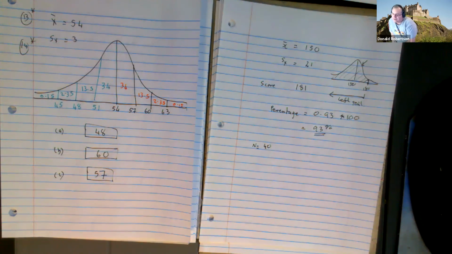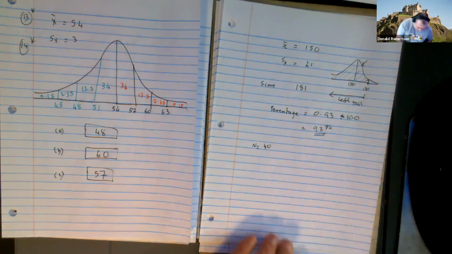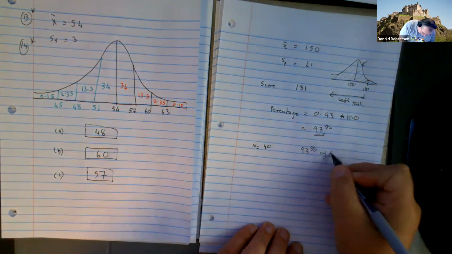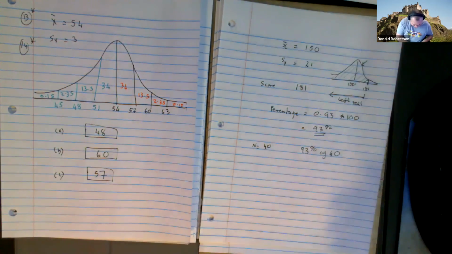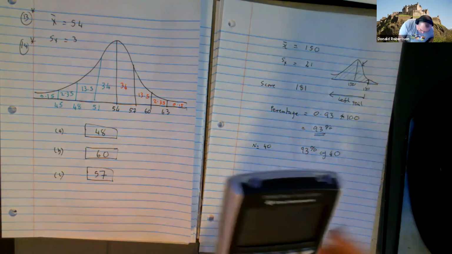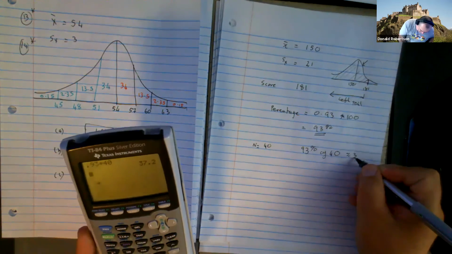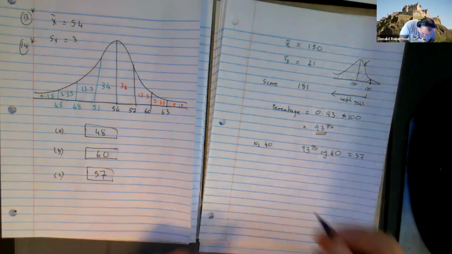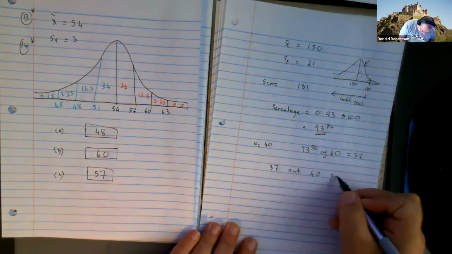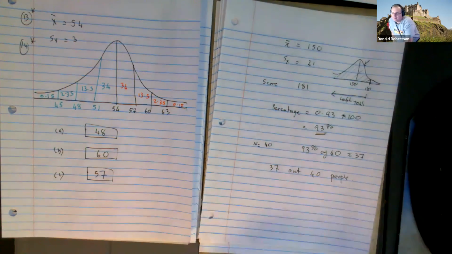Then you could even find out what position in the class you were in. Because wouldn't you be roughly 39% of 40? And if you round it off, you were about 37th. So you were 37 out of 40 people. So only 3 people in the class did better than you. Isn't that quite a cool thing to be able to calculate?